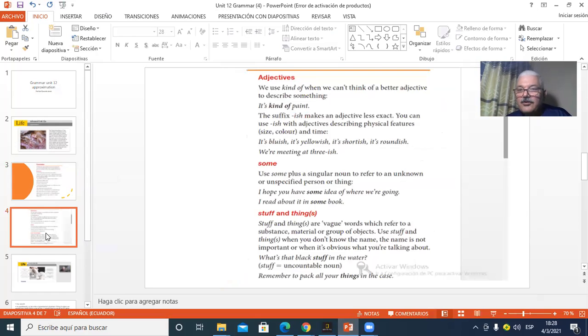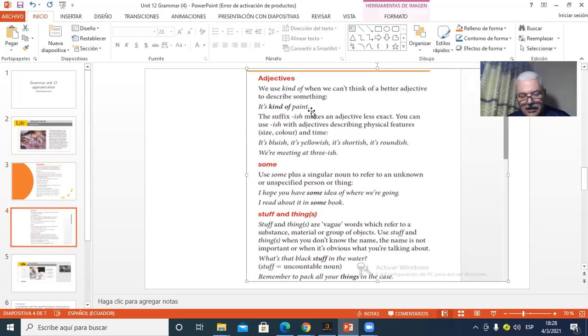Then we could also use adjectives. Adjectives like kind of, okay? Or we could also use the suffix ish to make that adjective less exact. So we may say, for instance, it's kind of paint. We don't know what kind of paint that is, but it is similar to a paint, okay? Like a painter's creation, a masterpiece, okay?